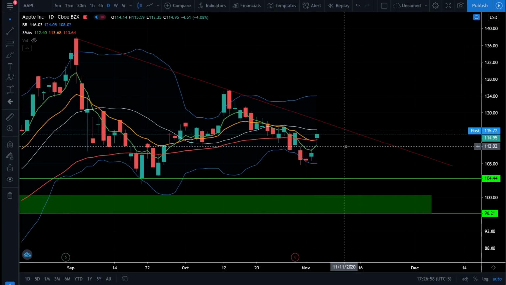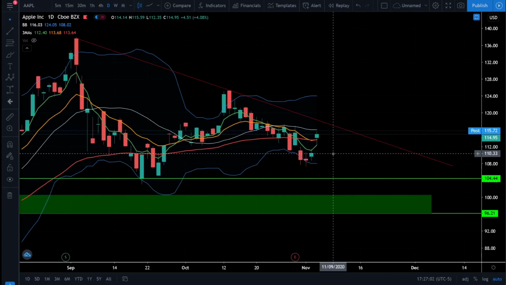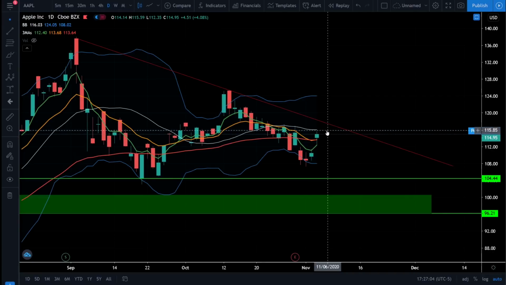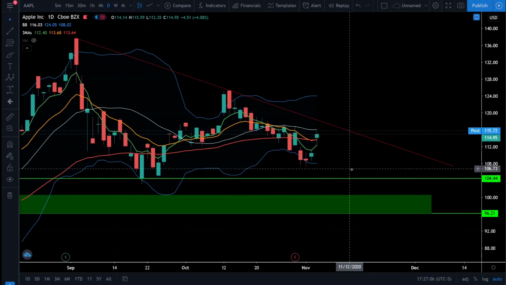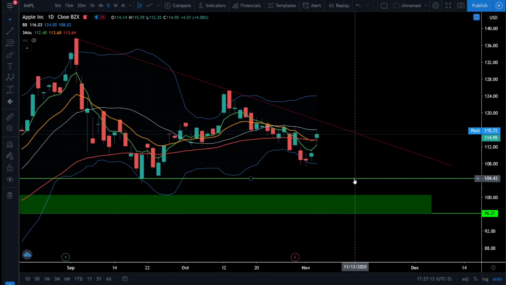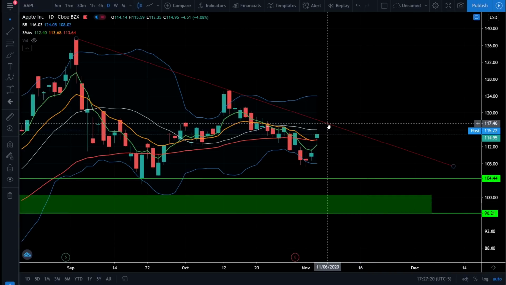However, we still are in a short-term bear trend, and the price action is still below the 20 simple moving average. So we don't want to get overly confident, and there's still a possibility that we start heading lower from here. So if we do start heading lower, we should be able to find support at $104. But if we break below that, we're likely going to close the gap at 96. This resistance trend line on Apple will break at a price target above $117.